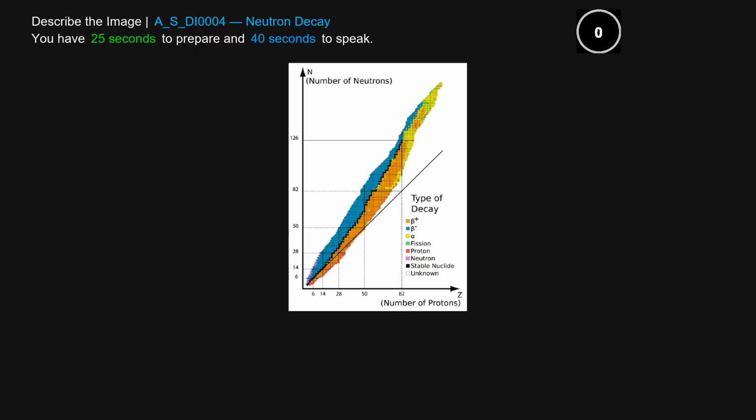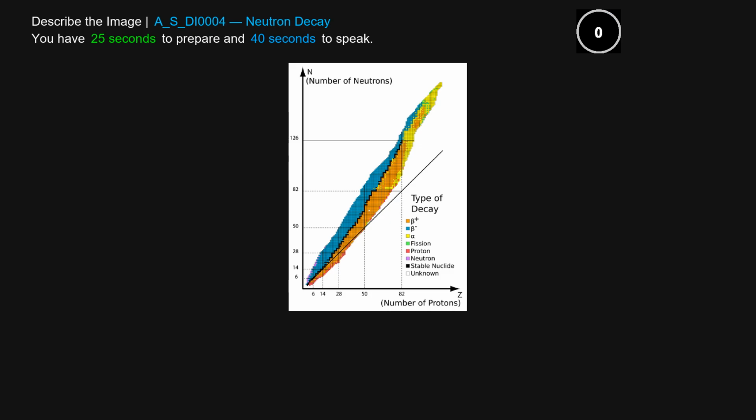The given image is exhibiting important information about the number of neutrons and neutron decay. The image includes the number of neutrons from 6 to 126, whereas the number of neutrons and number of protons is from 6 to 82. Firstly, the number of neutrons at 126 is similar to the number of protons at 82. Furthermore, the number of neutrons at 82 is similar to the beta of the number of protons.